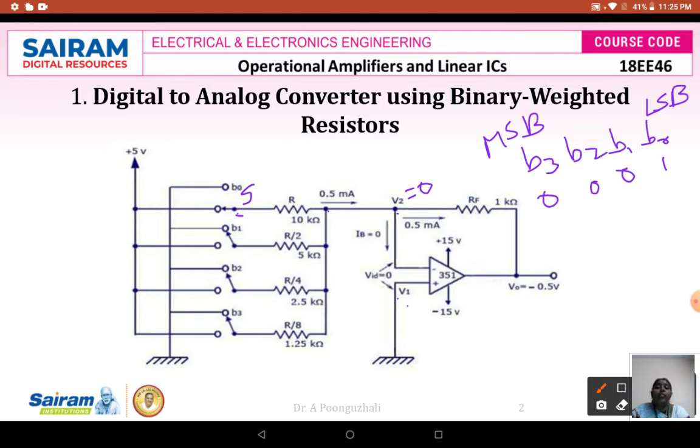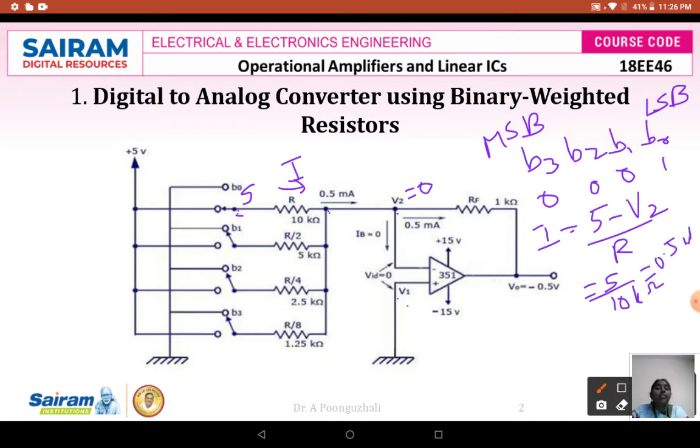Now I want to find out the current that flows through this resistance R. To find it, I will apply the nodal equation. I is equivalent to 5 minus V2 divided by the R value. The R value we have chosen is 10 kilo ohms. V2 is the virtual ground, so V2 is 0. So 5 divided by 10 kilo ohms is 0.5 milliamps.